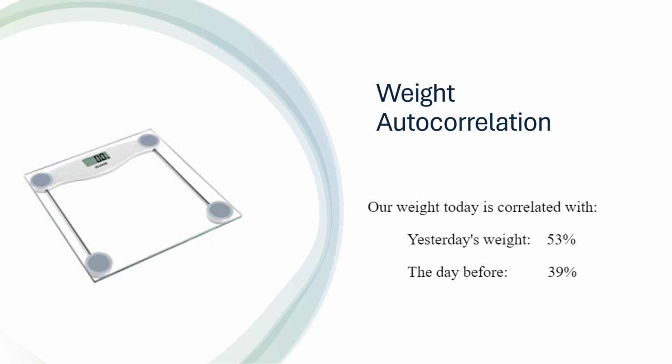One common case of autocorrelation is shown by our body weight. Our weight today is correlated with yesterday's weight, 53%. The day before, 39%. Body weight has inertia, you don't expect sudden changes.